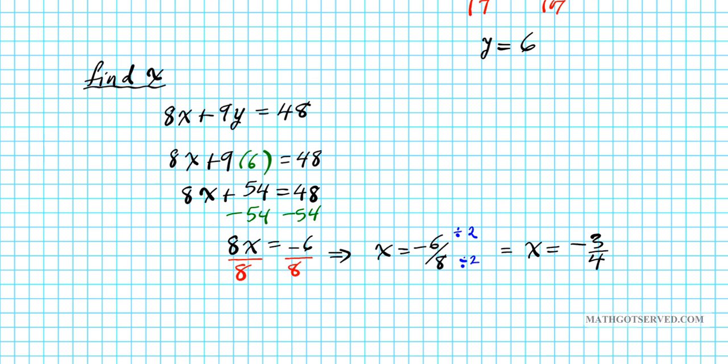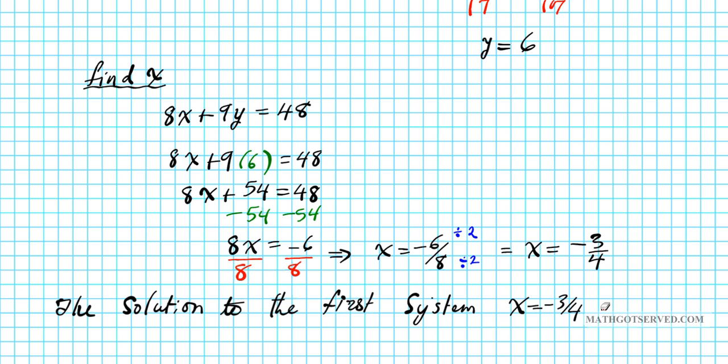So what have we found? What on earth is this? X equals negative 3 over 4 and y equals 6. What did we just find? This is a solution to the first system. Okay, so let's write that down. The solution to the first system is x equals negative 3 over 4 and y equals 6.